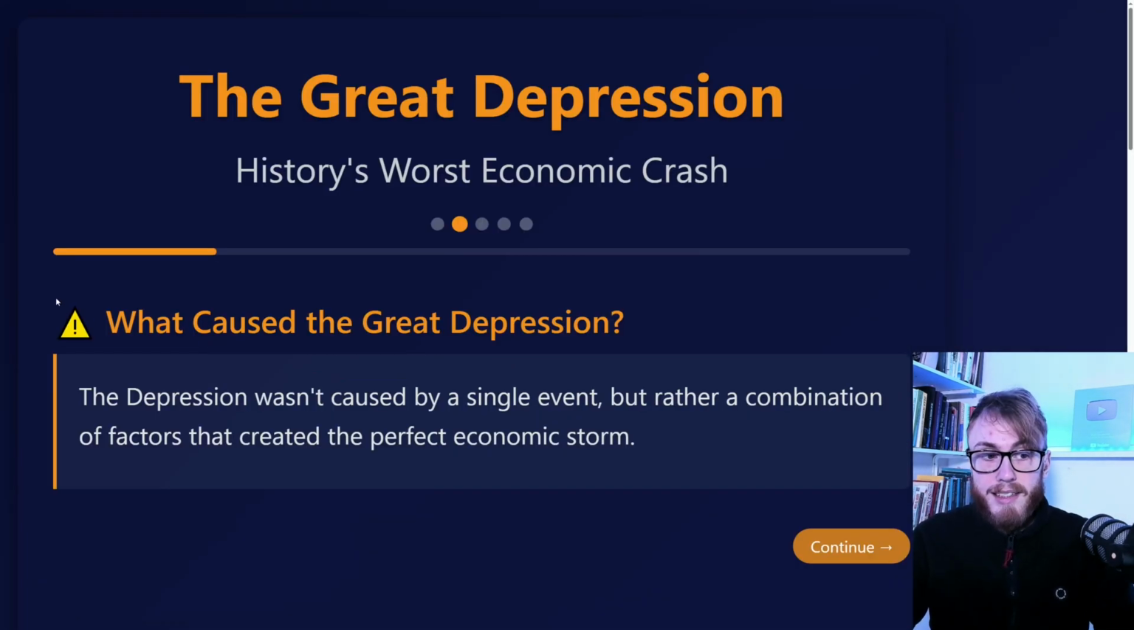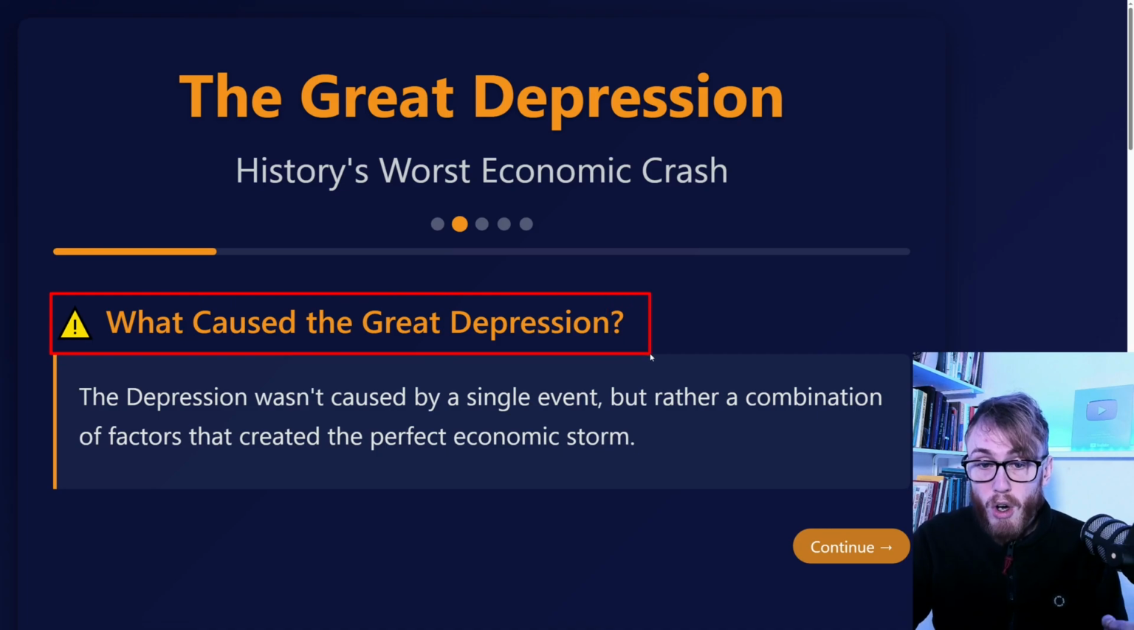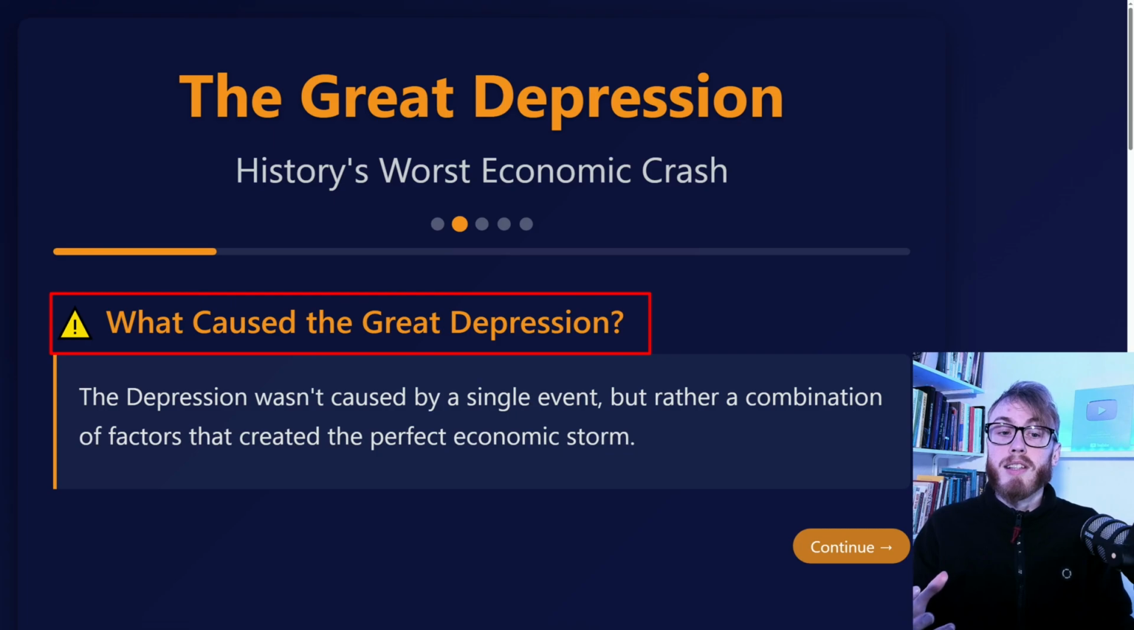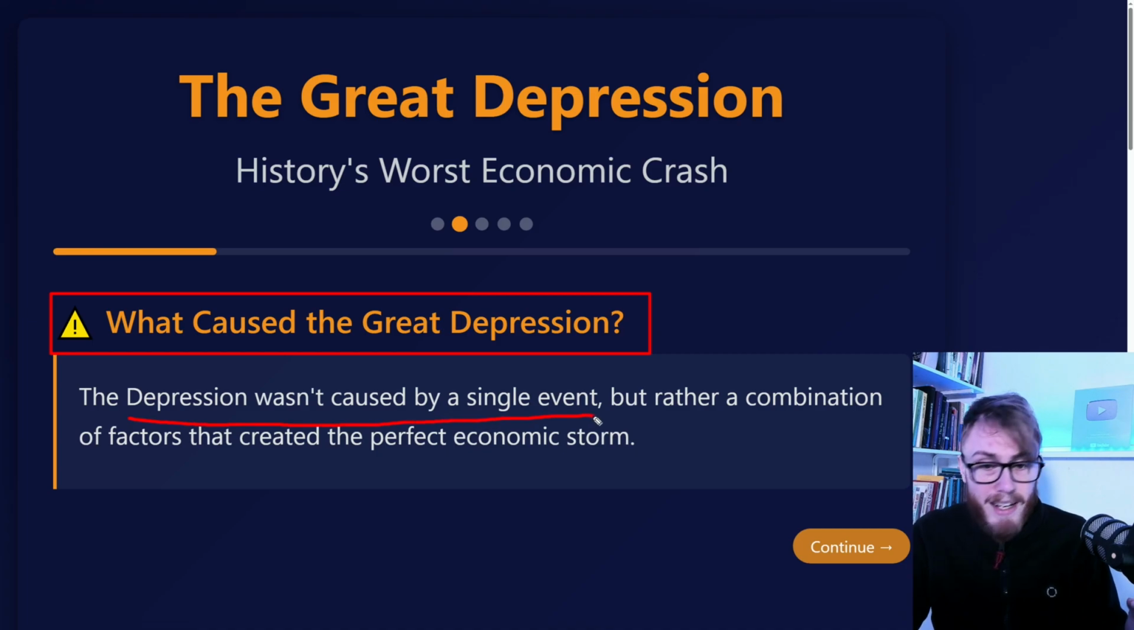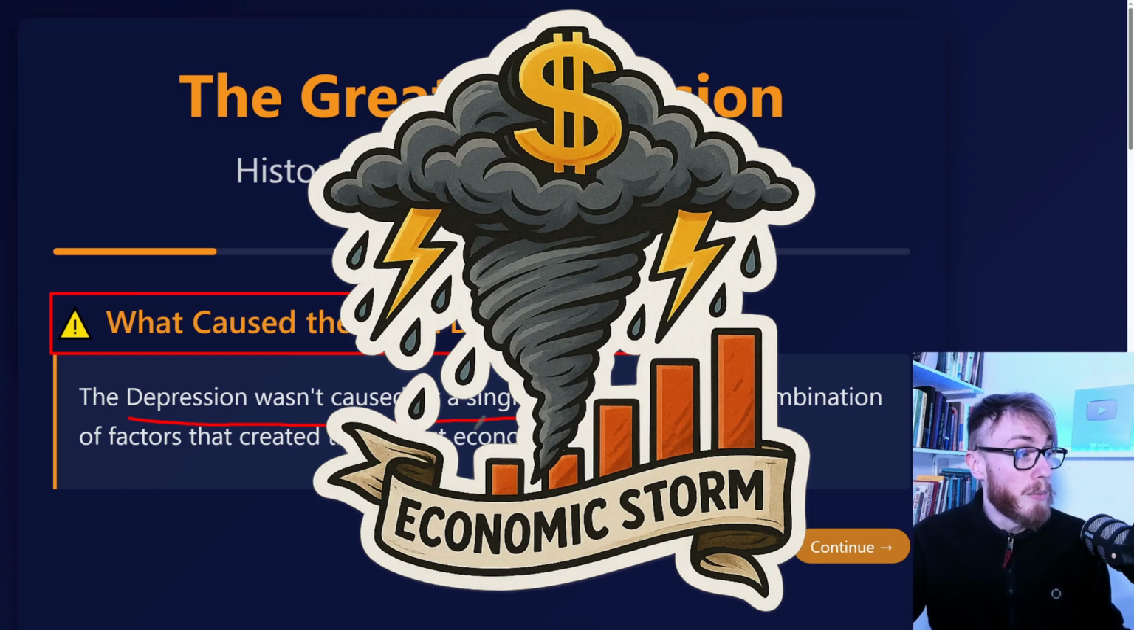But now, and this is very important, what caused the Great Depression? Because if we can understand the causes of the worst economic crisis of all time, we can hopefully apply this knowledge to avoid getting caught up in one of these crashes ourselves. So, in simple terms, the Depression wasn't caused by a single event or factor, but rather it was a combination of multiple factors that created a perfect economic storm.